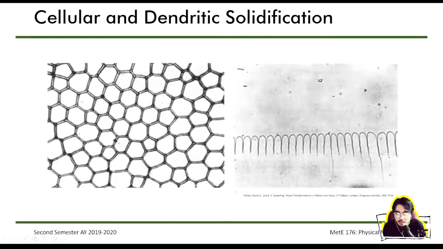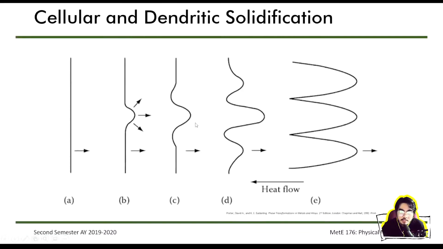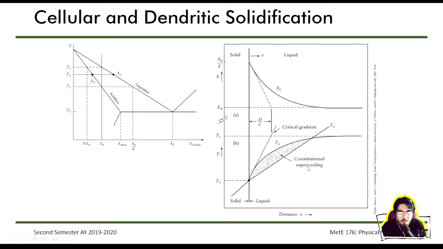If you look at it, it looks like protrusions like this, and from the top view, it looks like cells. Each one of these protrusions is a cell. What I described earlier was thermal dendrites, where the cause of the protrusion is the difference in it flowing into a supercooled liquid. For cellular and dendritic solidification, the cause is what we call constitutional supercooling.